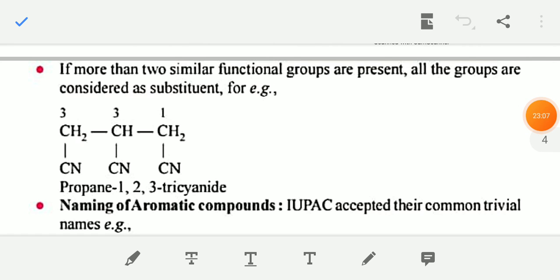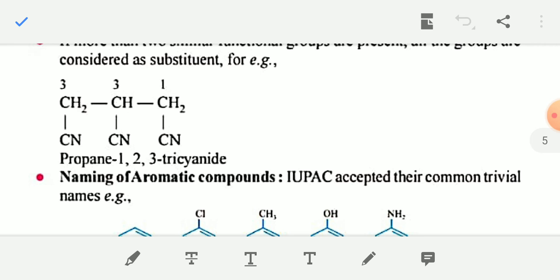And if more than two similar functional groups are present, all the groups are considered as substituents. For example, CH2CN, CHCN, CH2CN is propane-1,2,3-tricyanide.